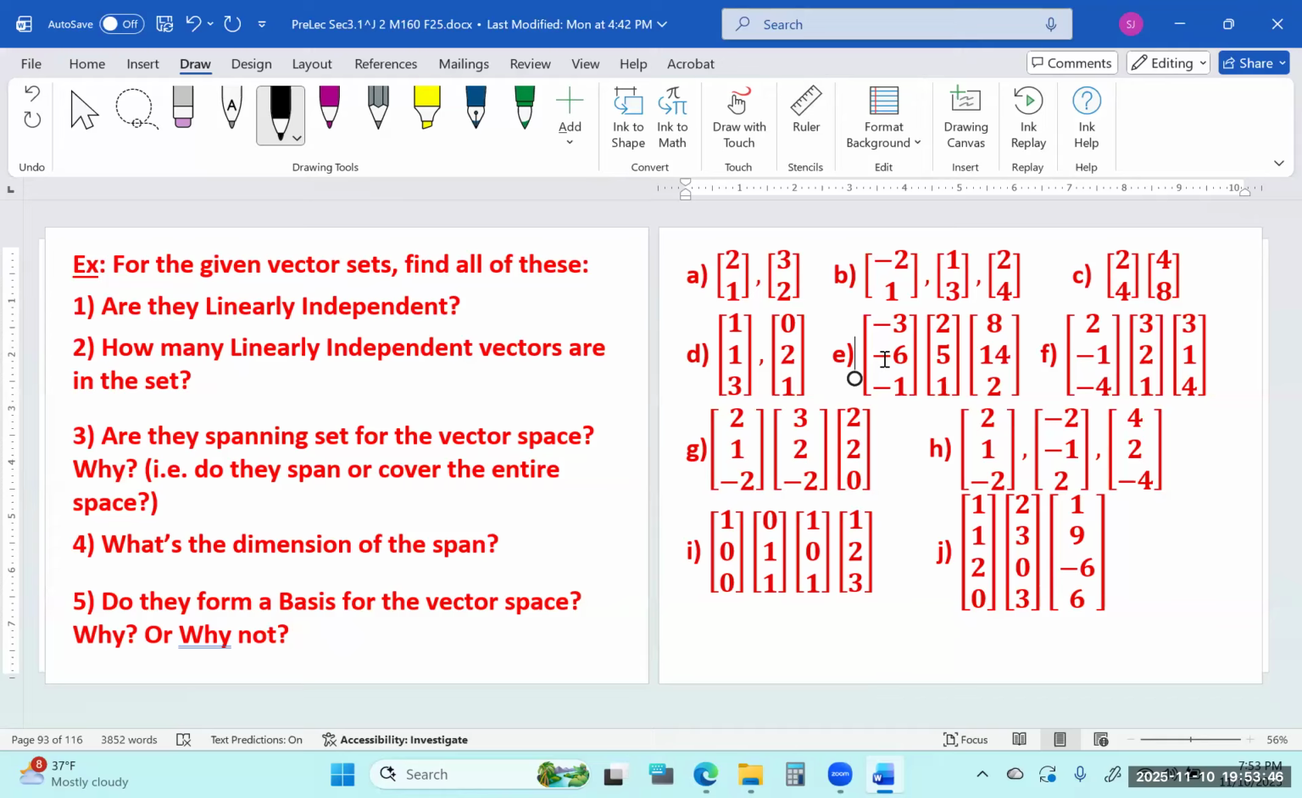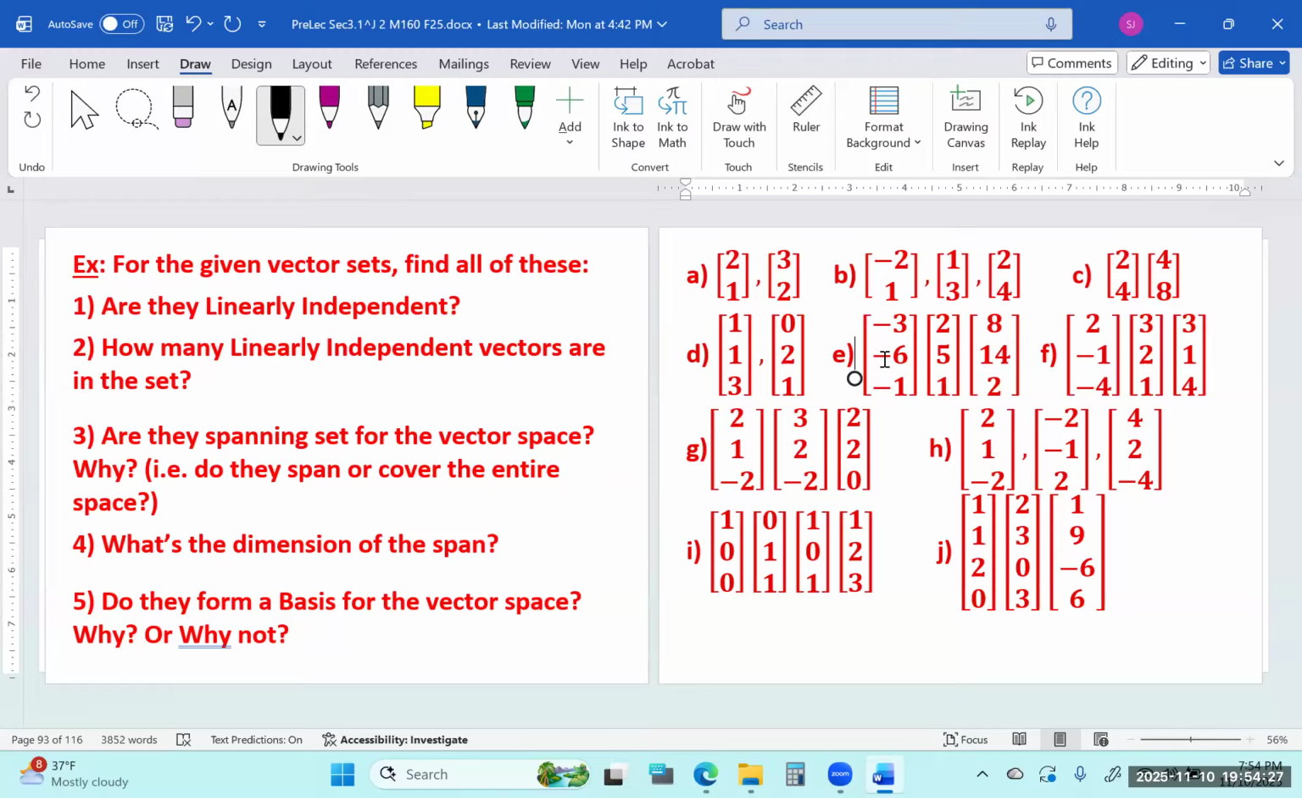Okay, so D is done. Number 4, what's the dimension of the span? It means how many independent vectors you have. 2. And they do not form a basis because the third independent vector is missing. You need 3 vectors for a basis, exactly 3 linearly independent. Just any 3 is not going to work. They have to be linearly independent. If you have 3 linearly independent vectors in R3, then they form a basis, and they span the entire vector space.